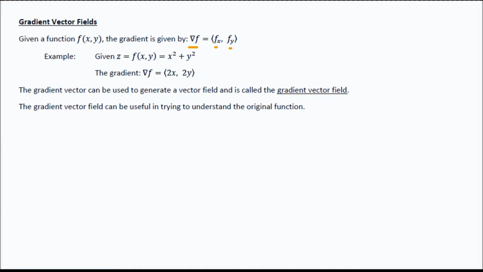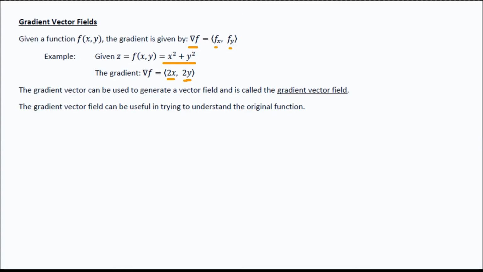So for example, if I was given the function z equals f of x, y, x squared plus y squared, the gradient: well, the partial with respect to x is 2x, because the derivative of x squared is 2x, and y squared would be the constant. And then similarly, the partial with respect to y would be 2y. Now, here is the genius part of all this.